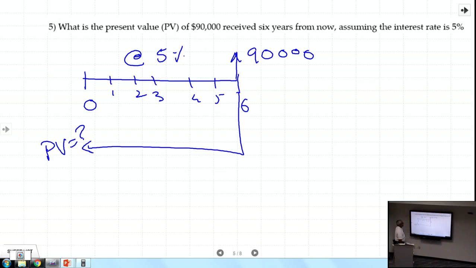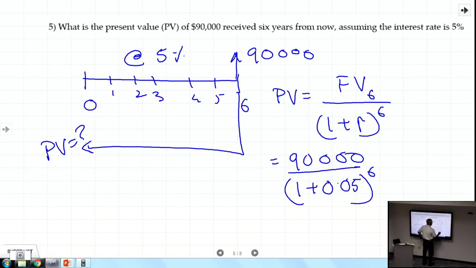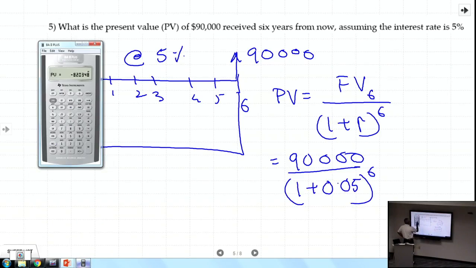Okay. So there are again two ways of doing it. We can use the formula method. Present value is future value in year 6 divided by 1 plus r to the power 6, which would be 90,000 divided by 1 plus 0.05 raised to the power 6. That's pretty straightforward. Or I could have used the financial calculator method.